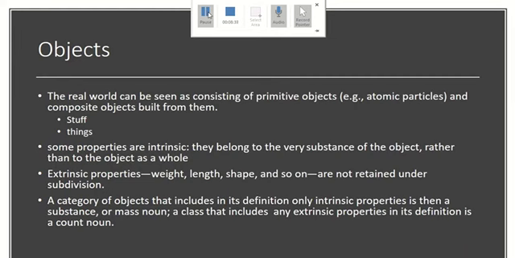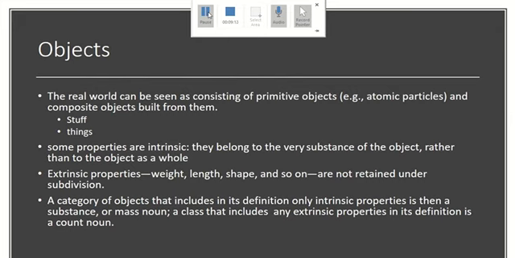Okay. So the next topic is objects. Here we will discuss things and stuff as well. The real world can be seen as consisting of primitive objects, for example atomic particles, and composite objects built from them. By reasoning at the level of large objects such as apples and cars, we can overcome the complexity involved in dealing with a vast number of primitive objects individually.